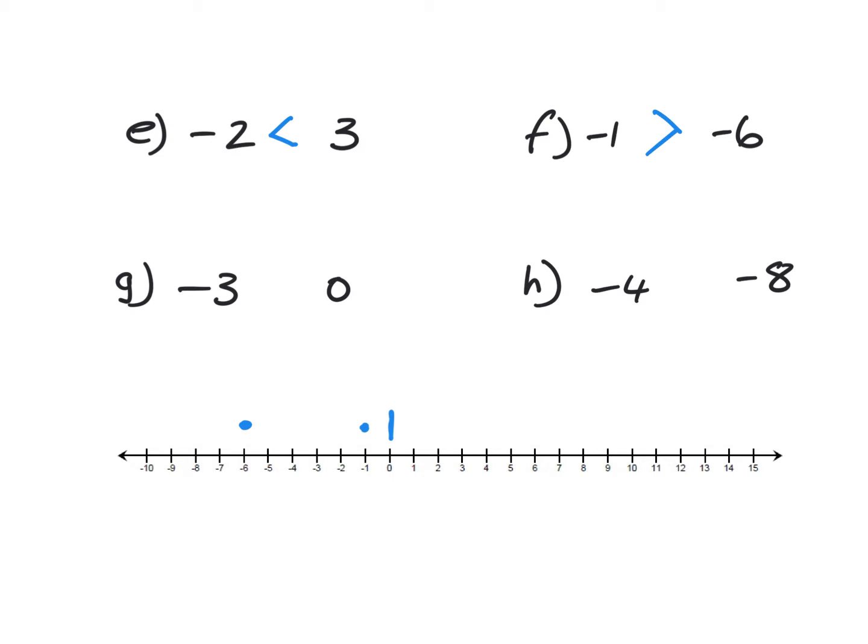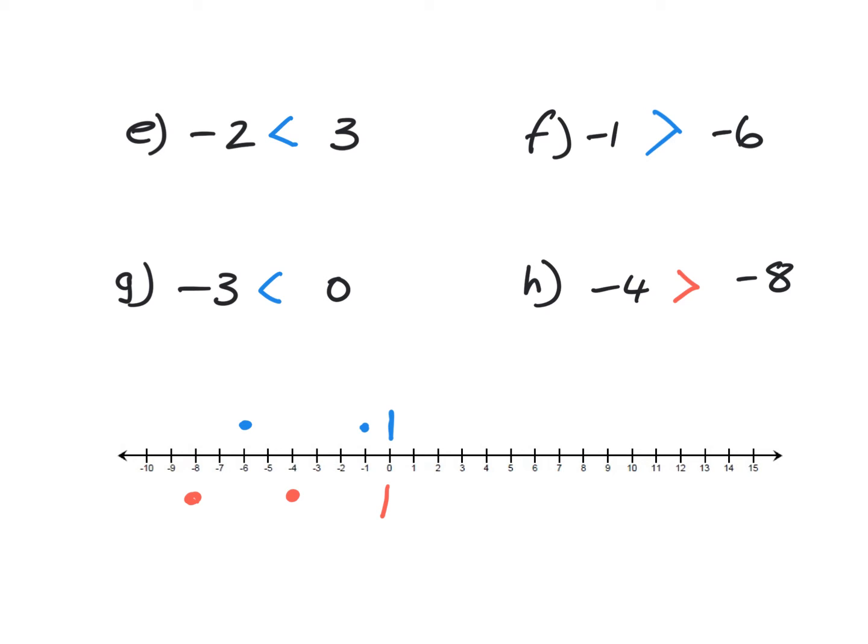What about G? Well, once again, a negative number is going to be smaller than the 0. So let's look at H. Let's put those on the number line as well. So we have -4 over here and -8 over here in relation to 0. Which one of these two numbers is closer to 0 and therefore the biggest? Well, -4 is definitely closer to 0. So -4 is greater than -8.